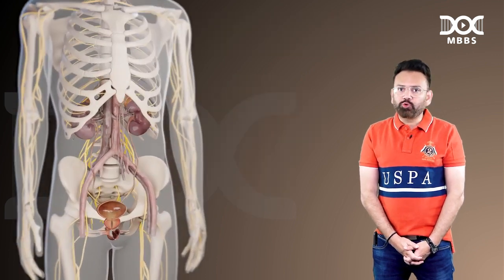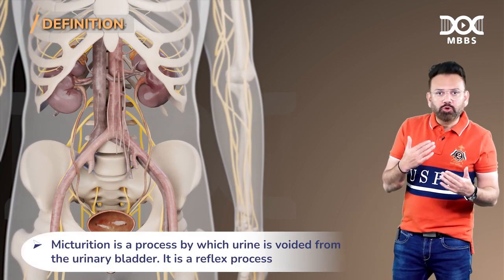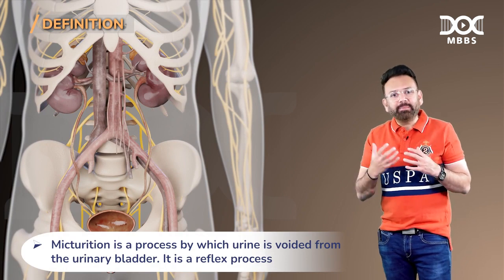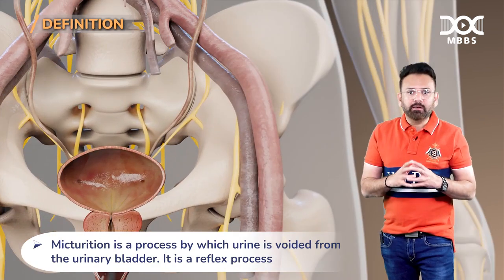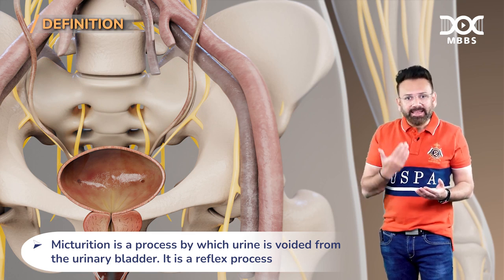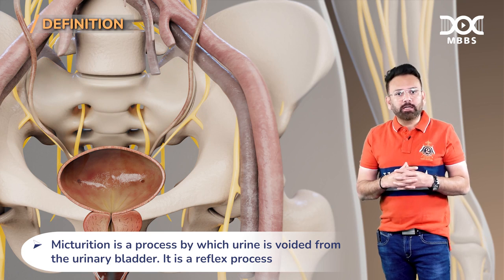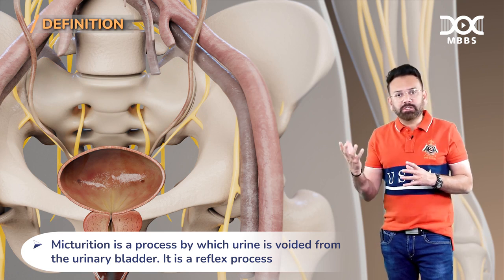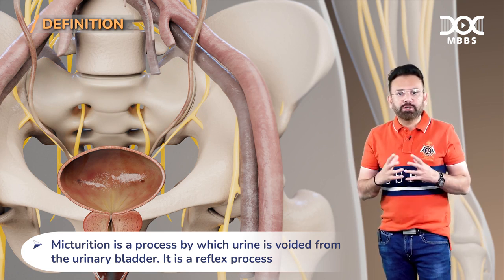So what is micturition? Everyone knows that micturition is the process of emptying of the urinary bladder whenever it is filled. This is simply micturition. The process of emptying of the bladder whenever it is filled is called micturition, and the reflex concerning this is called the micturition reflex.